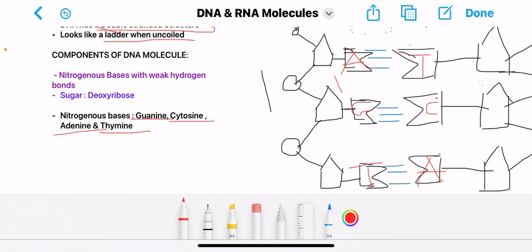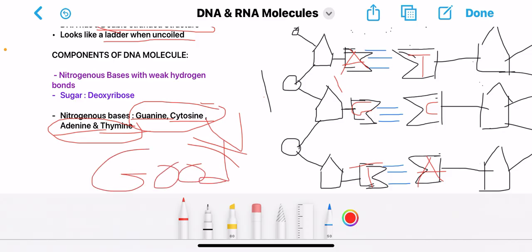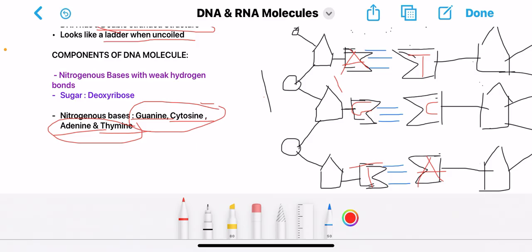When I say they are complementary to each other, I mean adenine pairs with thymine, and cytosine pairs with guanine. They are pairs. So guanine and cytosine, we call them the good couple. Why do we call them the good couple? Because they are always paired together in both DNA and RNA.